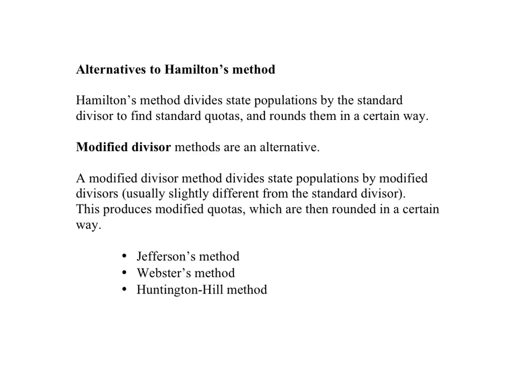Now we investigate some alternatives to Hamilton's method. Hamilton's method divides the state populations by the standard divisor to find the standard quotas and then rounds in a certain way. It rounds everyone down to their lower quota and then gives out surplus seats.